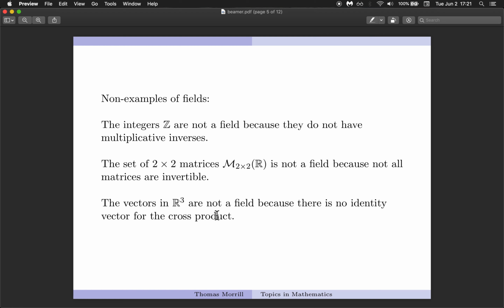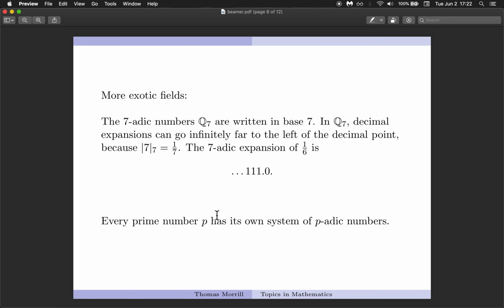Just for exposure's sake, I want to talk about some more exotic fields. So a very exotic example would be the q-adic, excuse me, the 7-adic numbers. There's a lot of theory that I'm shoving under the rug for this. It's just important to know that these exist.